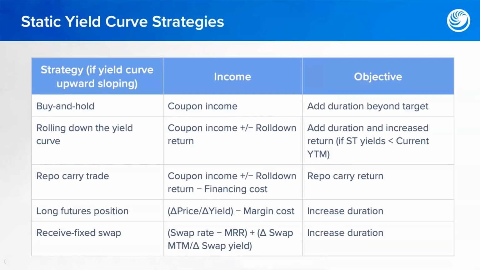Then there's rolling down the yield curve. We get our coupon income, but also as the bond becomes younger and younger, its effective duration becomes lower. So the effective yield to maturity comes down and the value of the bond goes up. It looks a little bit like this.